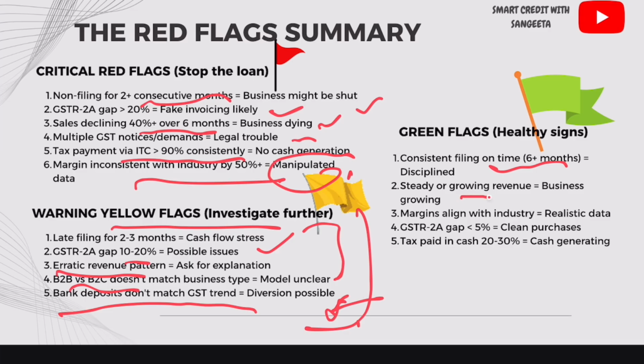If there is steady or growing revenue, the business is growing, and margins align with the industry, then that means the customer is showing realistic data. If the GSTR-2A gap is less than 5%, that means the customer is doing clean purchases. And if tax paid in cash is 20 to 30%, then that clearly means the business is generating cash, right?